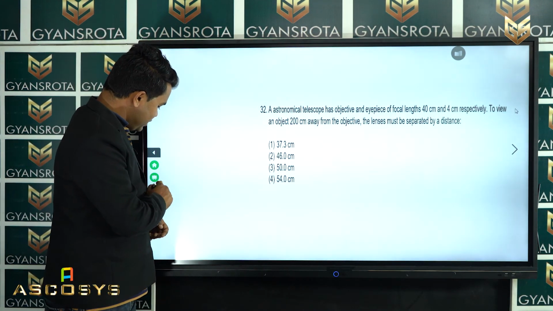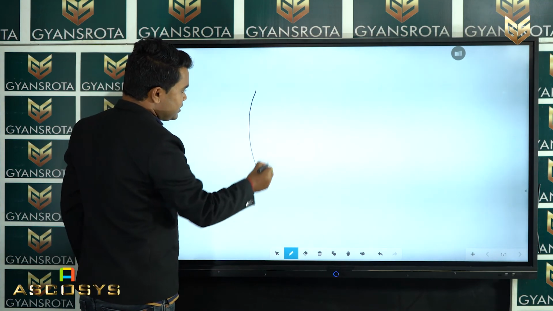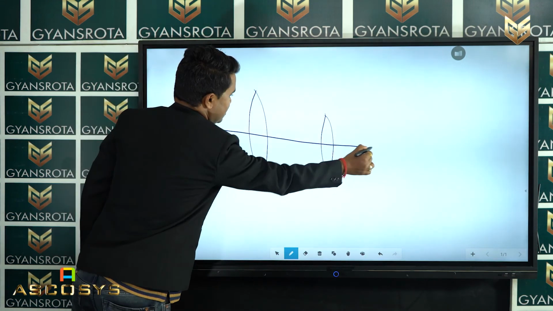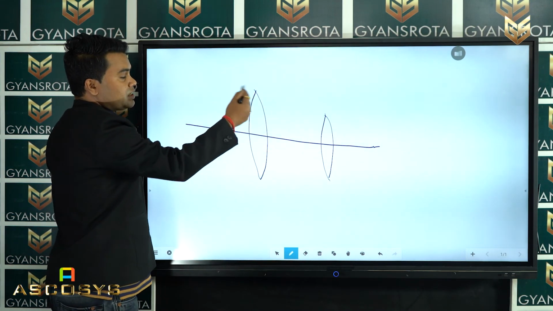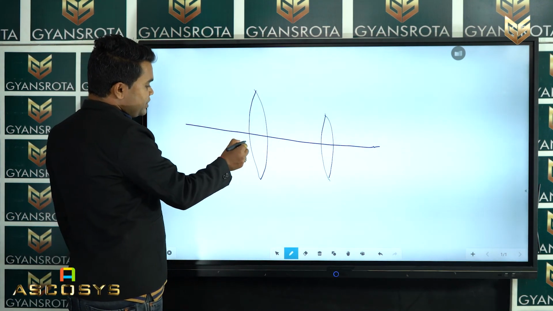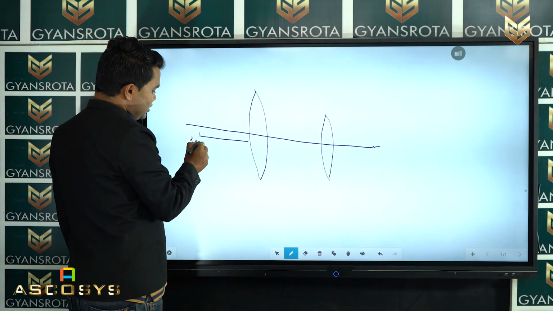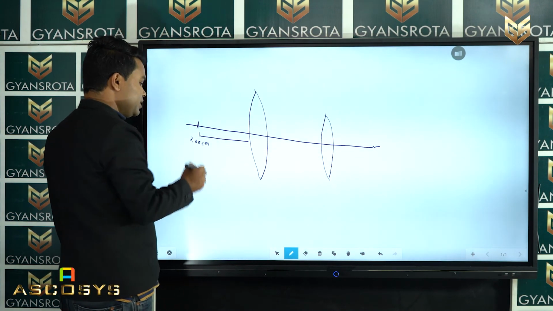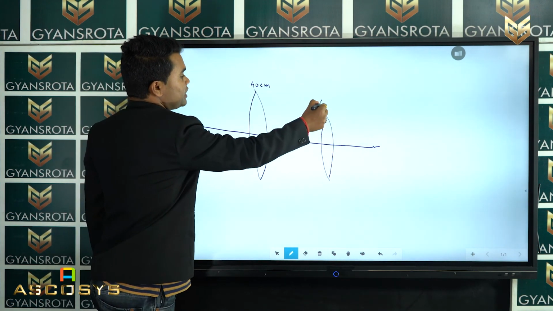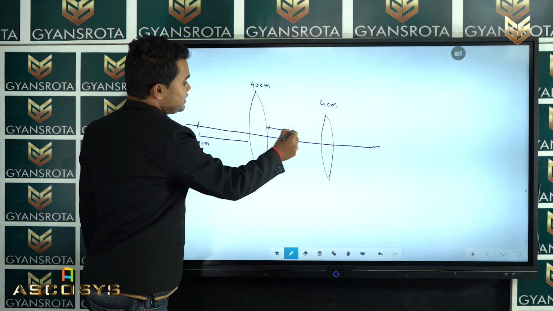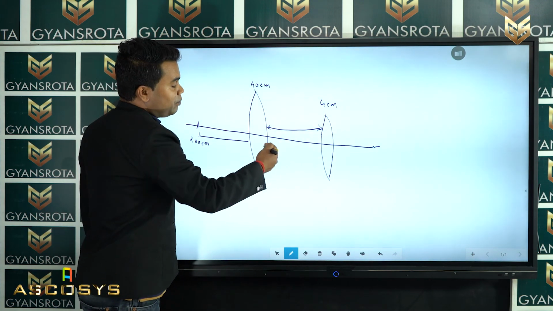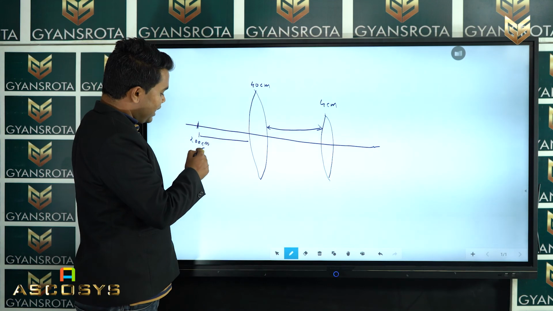So what you have to do out here is, you are given two lenses, one is objective, the other one is eyepiece. And we know in case of ray optics, in case of telescope, the objective has got higher focal length than that of eyepiece. And an object is kept at a distance of 200 centimeter. Suppose this is my object, and it has got 40 centimeter focal length and it has got 4 centimeter focal length. You need to calculate this distance, at what distance these lenses should be kept between each other so that the image is formed at 200 centimeter.